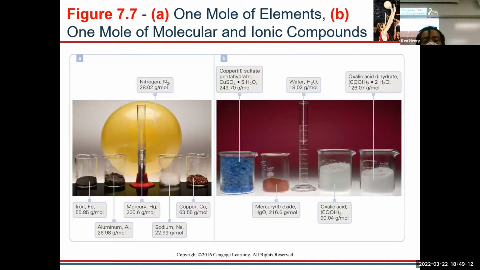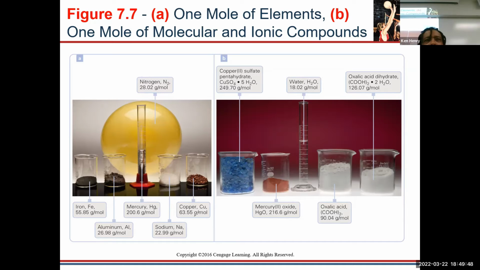Okay, so this figure basically shows you a mole of different elements here. So this is the mole of iron. Here's a mole of aluminum. Here's a mole of mercury. This is a mole of nitrogen. This is a mole of sodium, and this is a mole of copper. The mole is going to weigh differently, right? So a mole of iron is going to be 55.8 grams. A mole of mercury is going to be 200.6 grams. A mole of copper is going to be 63.55 grams.